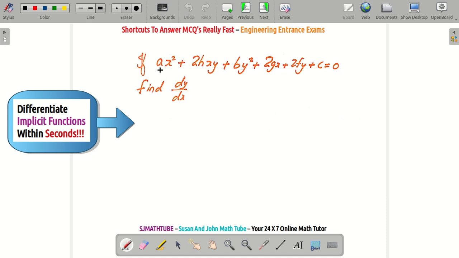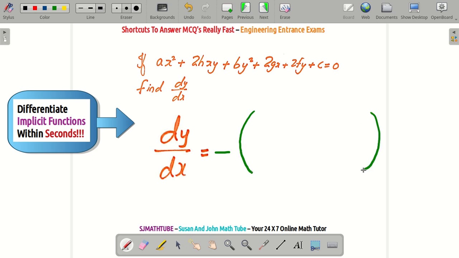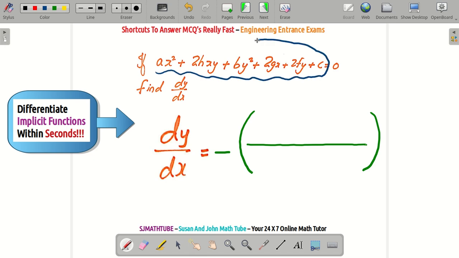Okay, let's make the method really clear. So I have a long expression which represents pair of lines, etc. So shall we start? So now you tell me, what's the first thing to do? Let's write dy by dx is equal to, and then put minus, and then a big bracket, and then divided by. So what are you planning to do first? Yeah, differentiate this expression with respect to x.